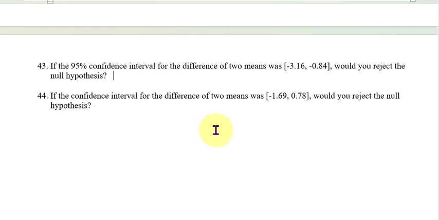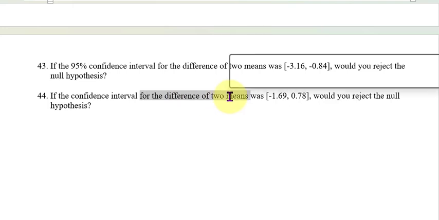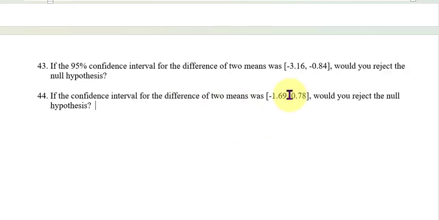All right, last one. So this is the difference of the means again. Now you notice that 0 is in there, right? 0 is between negative 1.69 and 0.78, and 0 is right in there. And that's what the null states: the difference between the two means is 0. So you would not reject on this one. You would reject on the other one. And that's the name of the game.